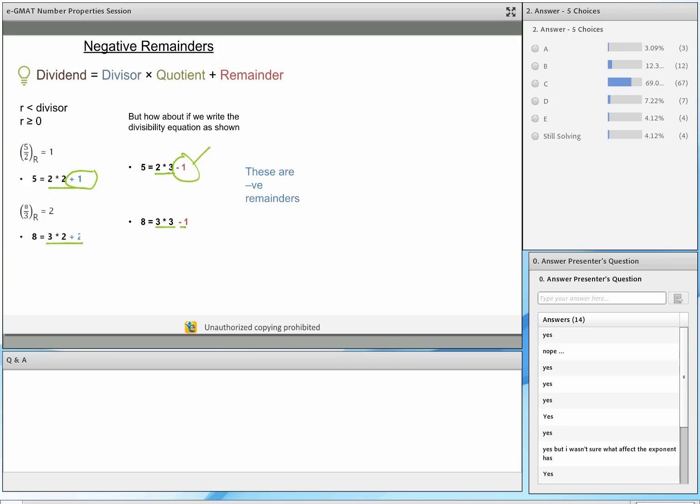And especially with negative remainders, when it comes to minus 1, if you can express a divisibility equation in terms of a remainder which is minus 1, then that can help extensively with your calculations. Why? Because minus 1 raised to the power of any exponent will either be 1 or minus 1 depending upon the even-odd nature of that exponent. Is this point clear?